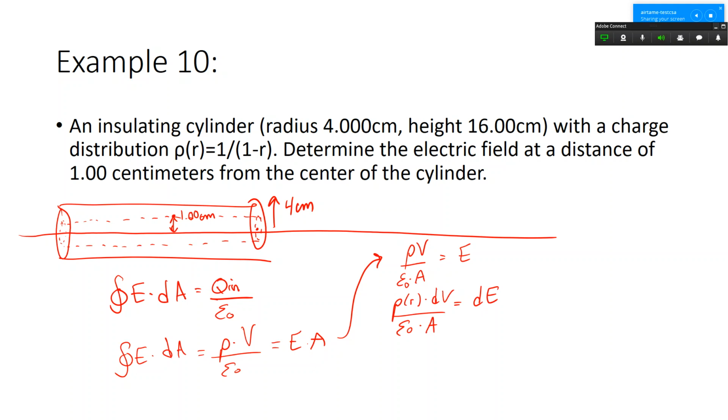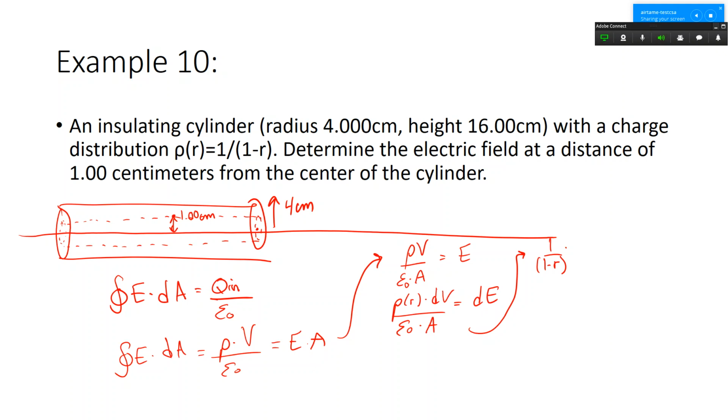So let's rewrite everything. My rho is 1 over 1 minus r multiplied by my d. What's the volume of my small toilet paper that I'm making up this big, thick toilet paper roll? Yeah, area times, not length, but area times the thickness.